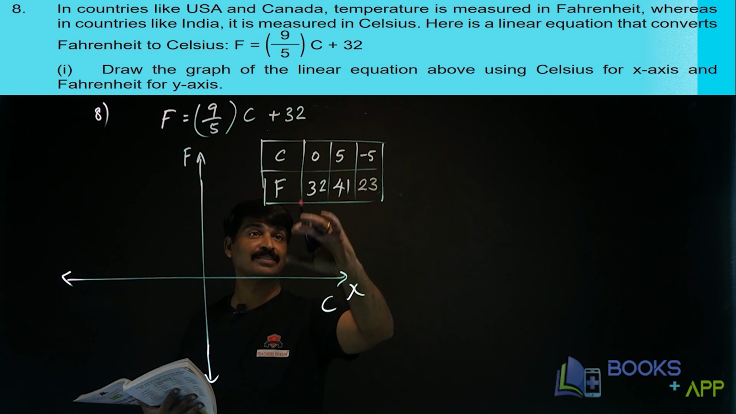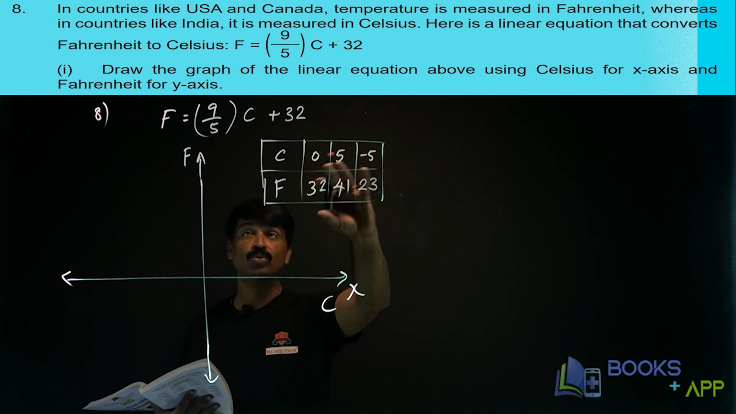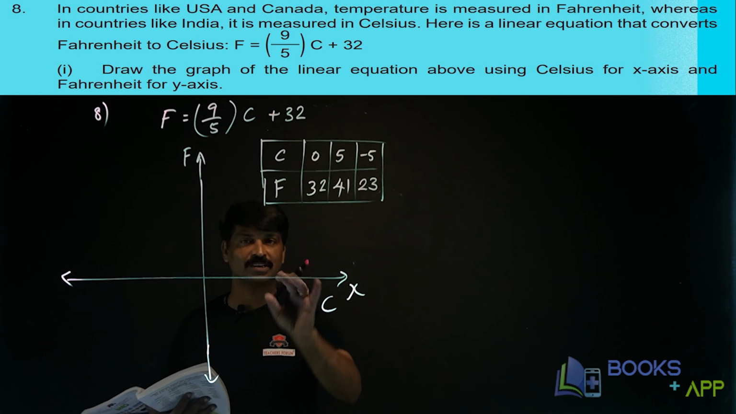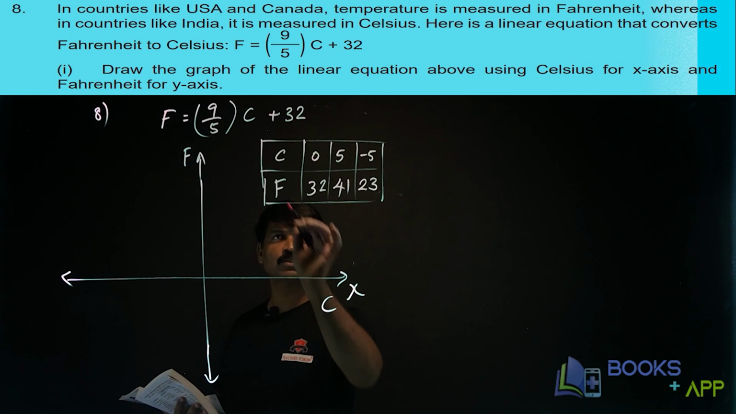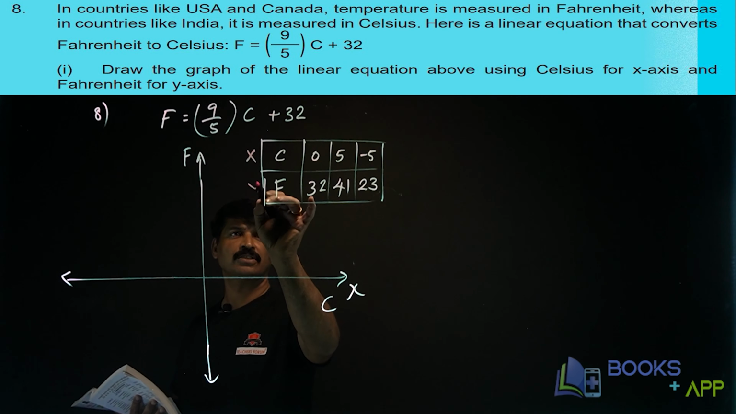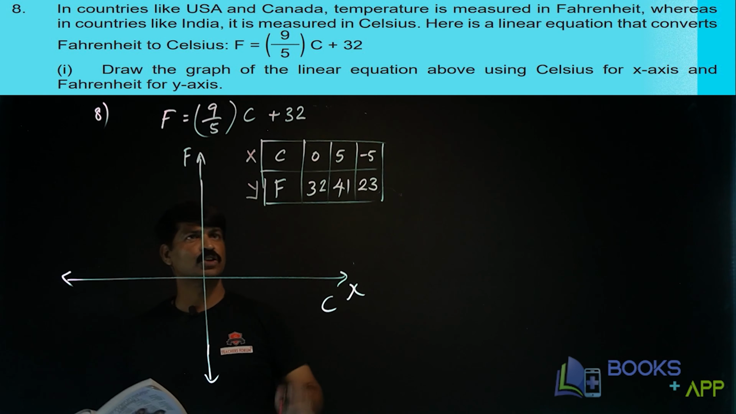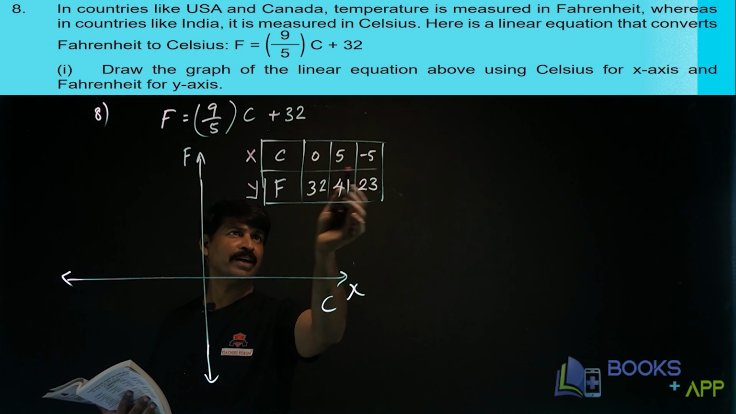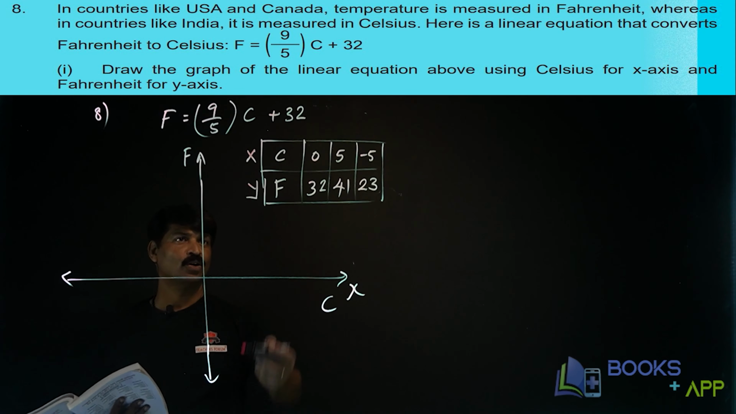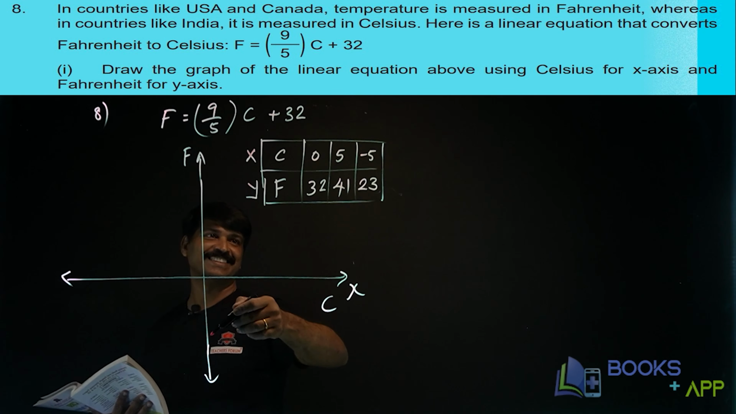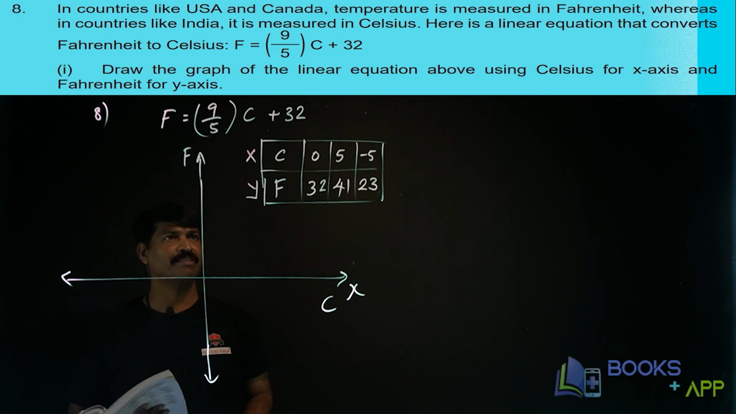So, you got 3 pairs of solutions for this given equation. Now, using this, you can draw the graph. On the x-axis, you have to represent Celsius. On the y-axis, you should represent Fahrenheit. On the x-axis, the maximum value is 5 and the minimum value is minus 5. On Fahrenheit, the maximum value is 41 on the y-axis, isn't it? Minimum is 23. So, how can you draw this?